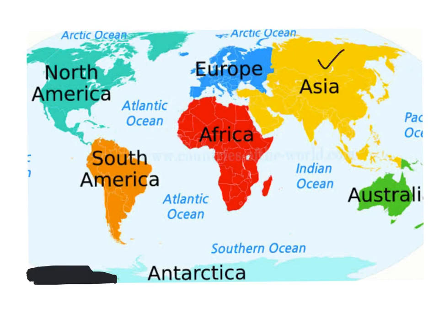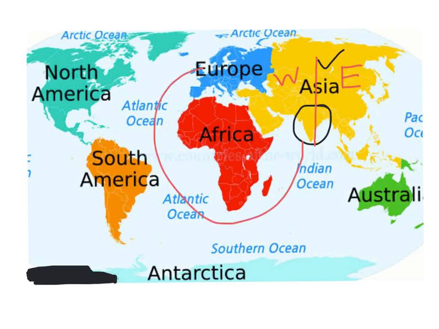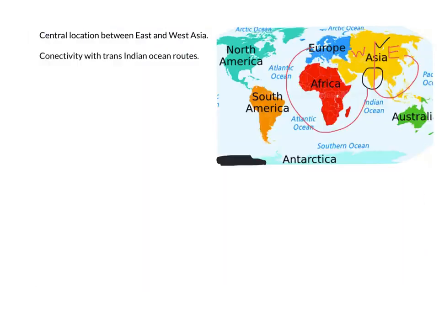This is Asia. And where is India? It is here in the south. That's why it is called a South Asian country. It has got a central location between East and West Asia and that connects the trans-Indian Ocean routes with countries of Europe in the west and countries of East Asia in the east.